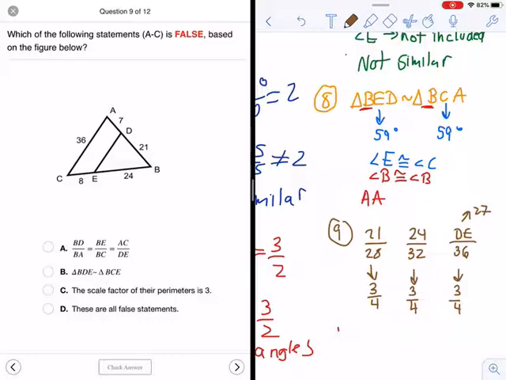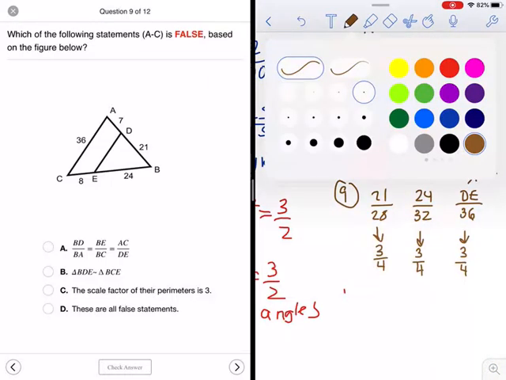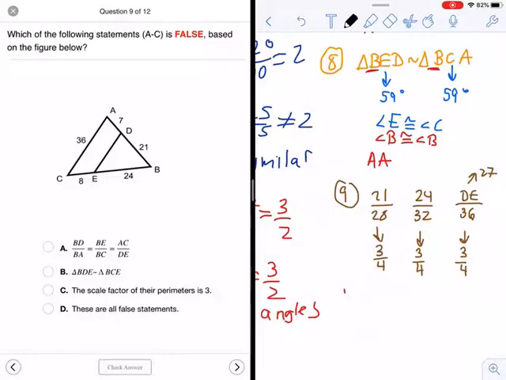All right, they are similar. All of these are proportional. The scale factor of perimeter, though, is not 3. Notice how the scale factor is 3 over 4. It's not 3. It's saying which one's false? What? These are all false statements?